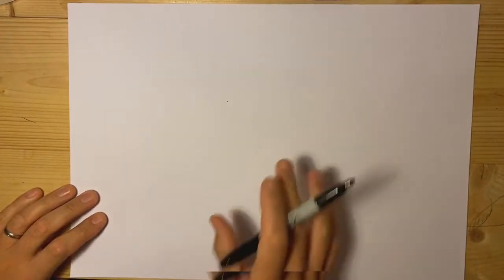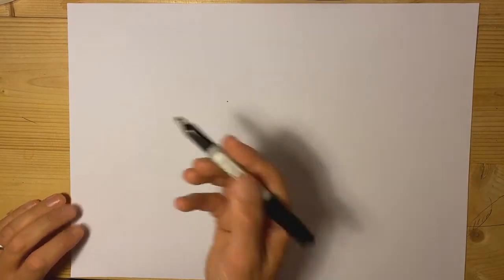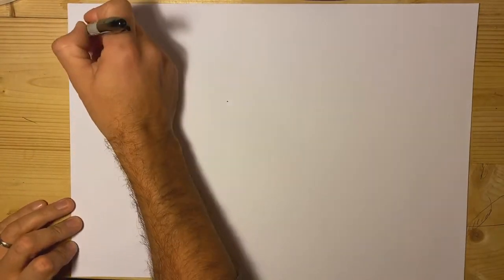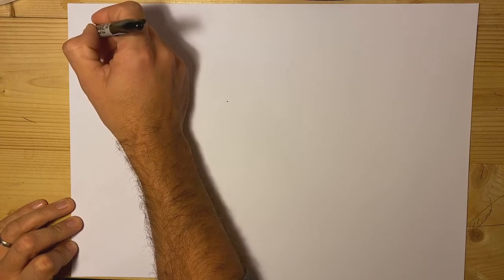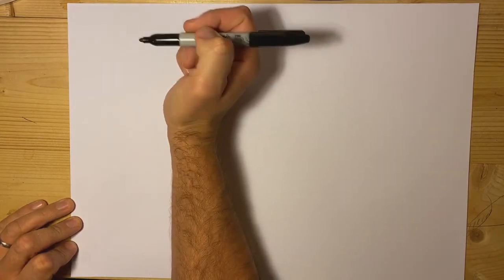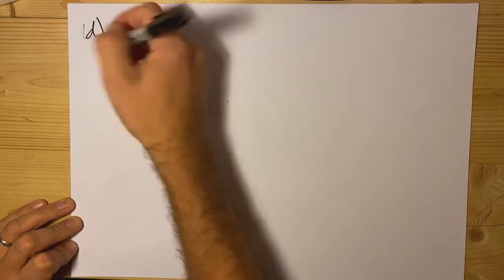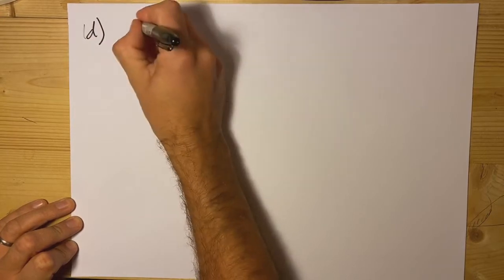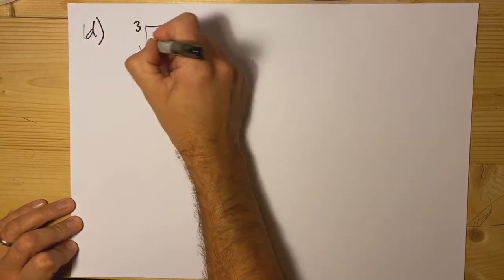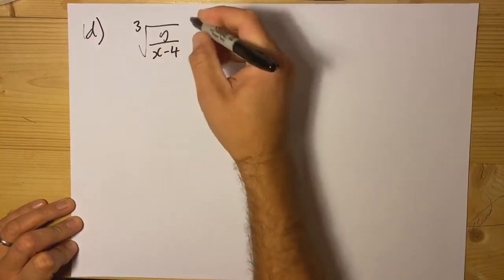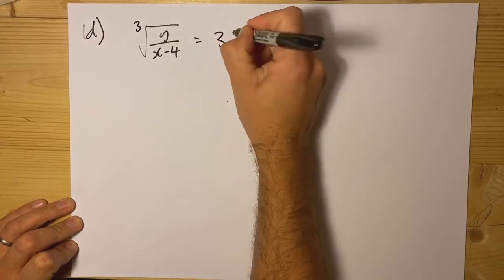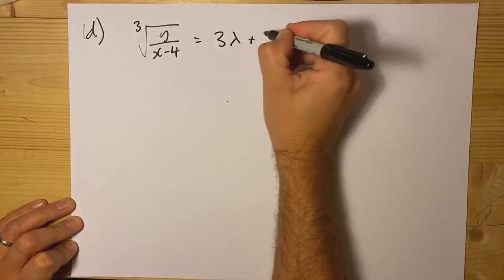Okay, we're going to have a look at worksheet 4, which is the one entitled Algebra Part 3. Let's have a look at question 1D. Question 1 is where I'm asking you to rearrange the equations to make x the subject. So 1D is the cube root of y over x minus 4 equals 3 lambda, that's that Greek symbol, plus 2.